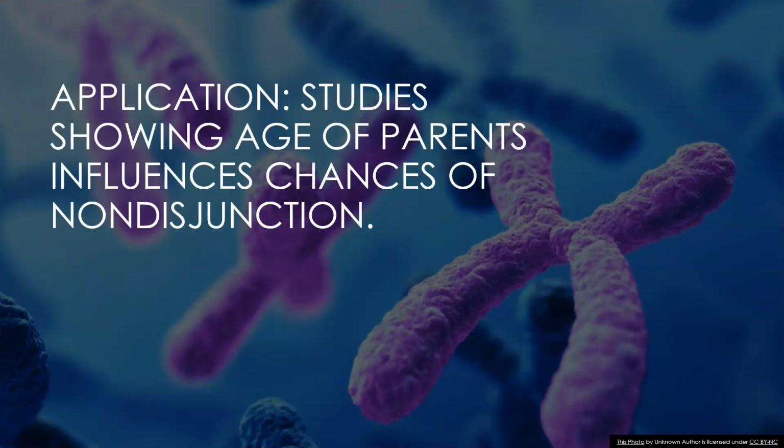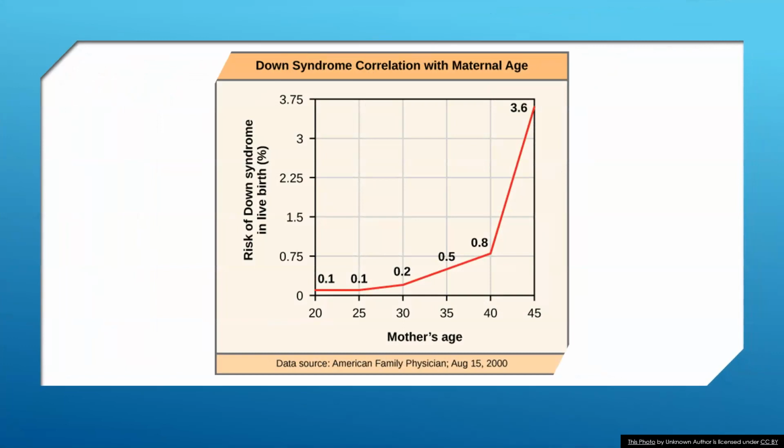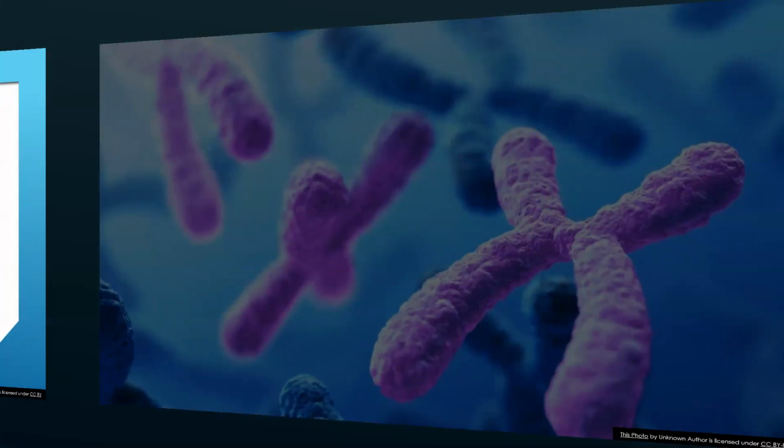Another application: studies showing age of parents influences chances of non-disjunction. Studies have shown that a lot of genetic conditions around disjunction do become more common as the age of the maternal gametes increases. We will look at this further in class, but this is a correlation with Down syndrome and maternal age.